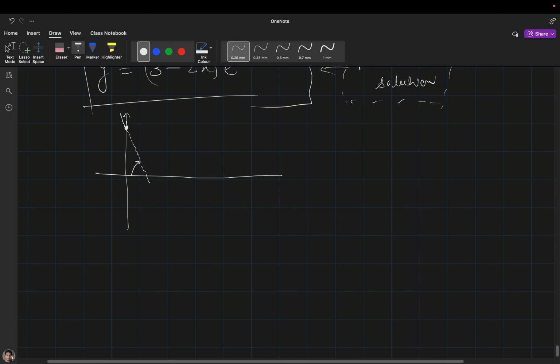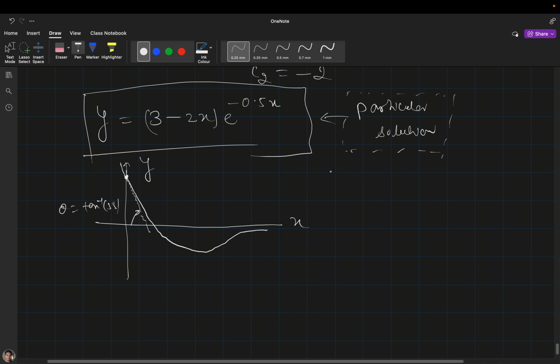So this angle is nothing but theta equal to tan inverse 3.5. Now you will say it should be negative, but I am measuring from this direction. So the graph will be something like this. This is y, this is x. That's why it is called critical damping, because there is no oscillation here.